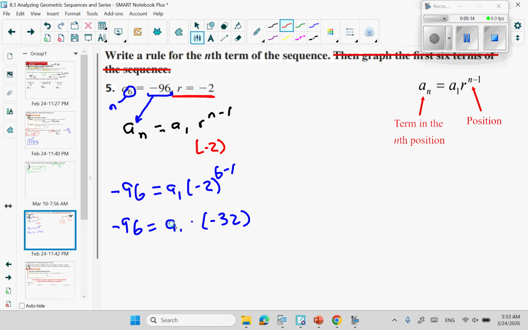So now I can just solve for a sub 1 to get it by itself. So I can just divide both sides by negative 32. So we get a sub 1 equals 3. Thankfully now I have enough information to write my equation.